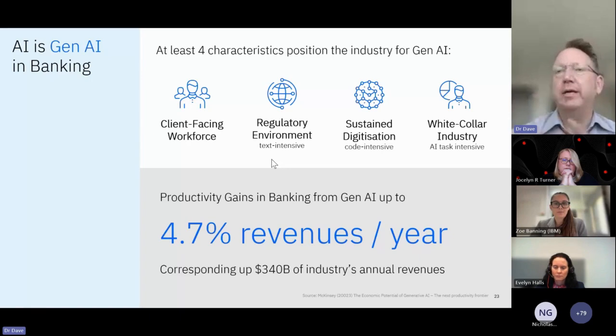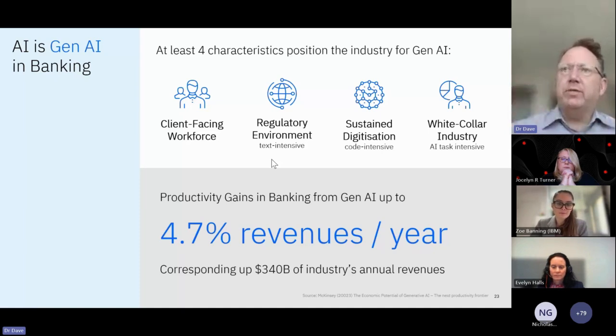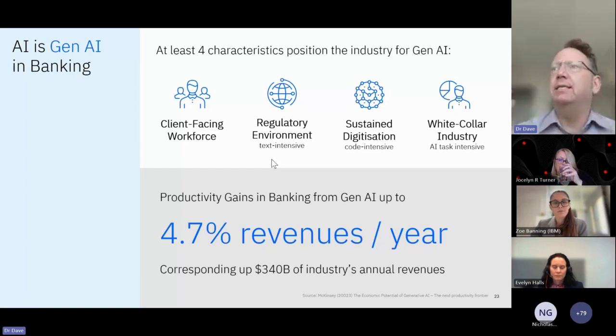And I'll talk about all the banks. I'm sure everyone who's on the call right now can cite investment programs going on in your bank related to generative AI. This largely has to do with the efficiencies that have been identified out of this new generative AI with this concept of foundation models, but also the fact that banks are a poster child for the use of AI and GenAI in general, right? Client-facing workforce, regulatory environment that's very text-intensive, sustained digitization, very white-collar industry.